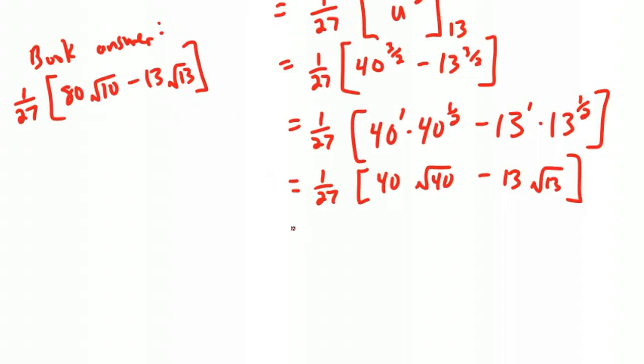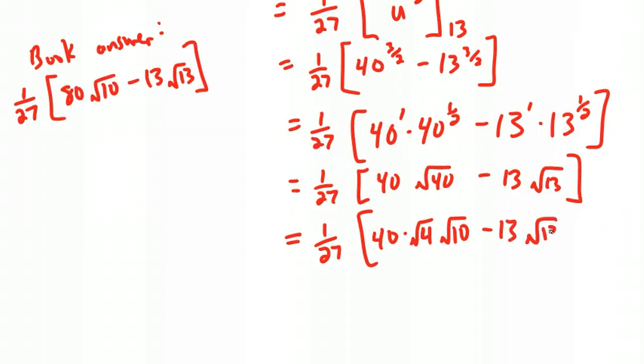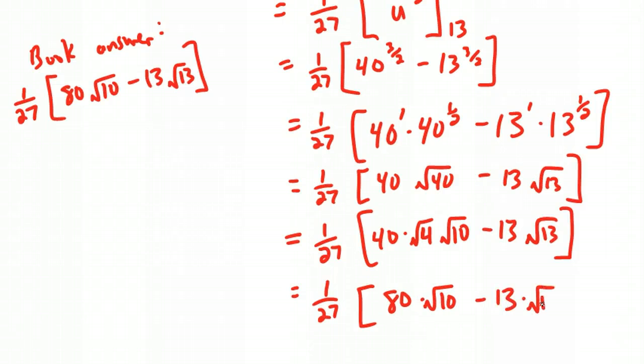But the square root of 40 is the same thing as the square root of 4 times the square root of 10. And the square root of 4 is just 2. The reason they did that was because 4 is a perfect square, so we might as well factor it out there. And what we end up with is 1/27 times, well, 40 times the square root of 4. The square root of 4 is 2. 2 times 40 is 80. So we have 80 times the square root of 10 minus 13 times the square root of 13. And that's exactly what the book answer is.